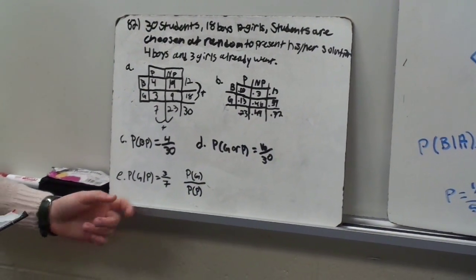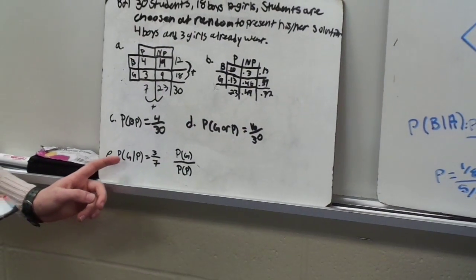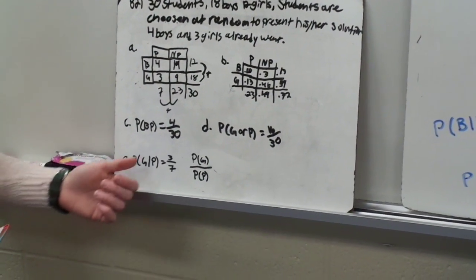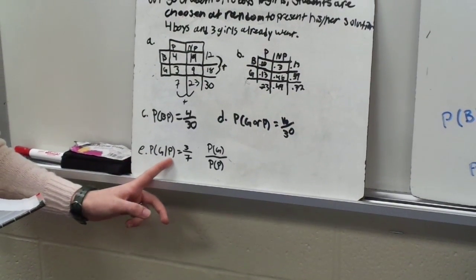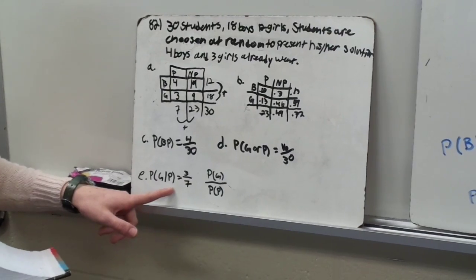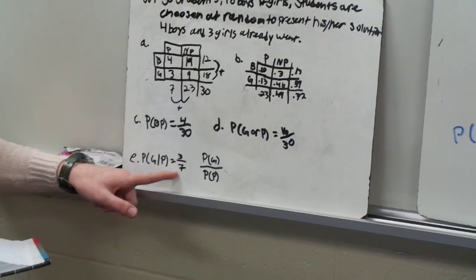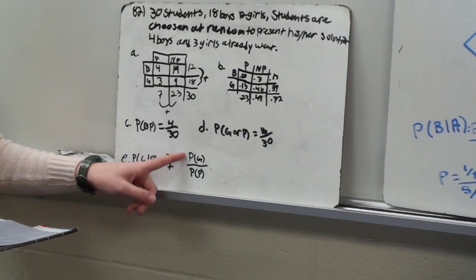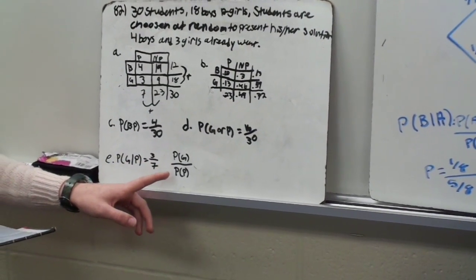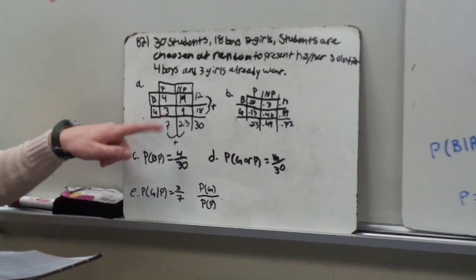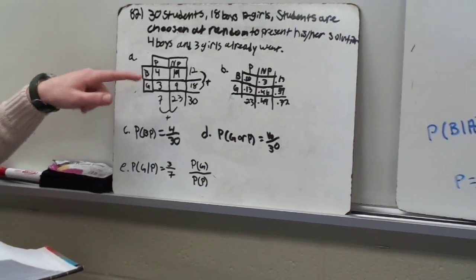And then for E, you would use the equation probability of girls given P, the students that have already presented, which would be 3 out of 7, because you would take the girls and put it on top, and then divide that by the entire number of students that have already presented.